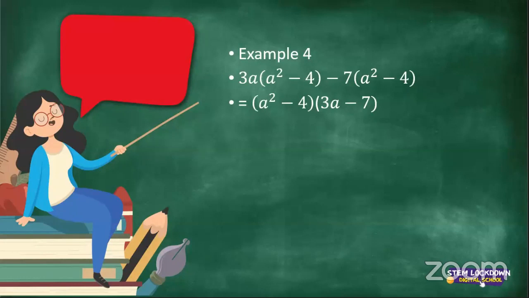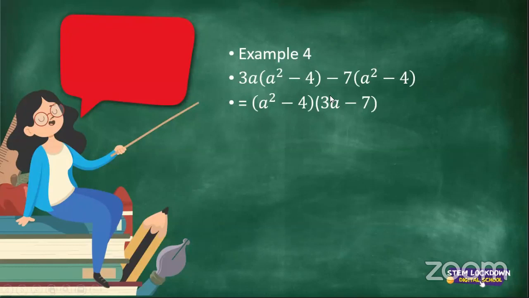And now all that you need to do is to factorize by taking out the common factor. As we have said, the common factor in this case will be a squared minus 4. That is the common factor. And of course, if you take out the common factor, you'll be left with 3a minus 7. Basically, that is what you'll have.